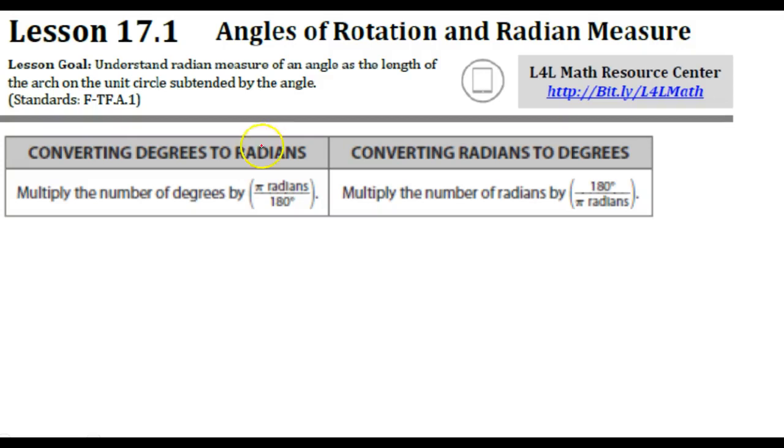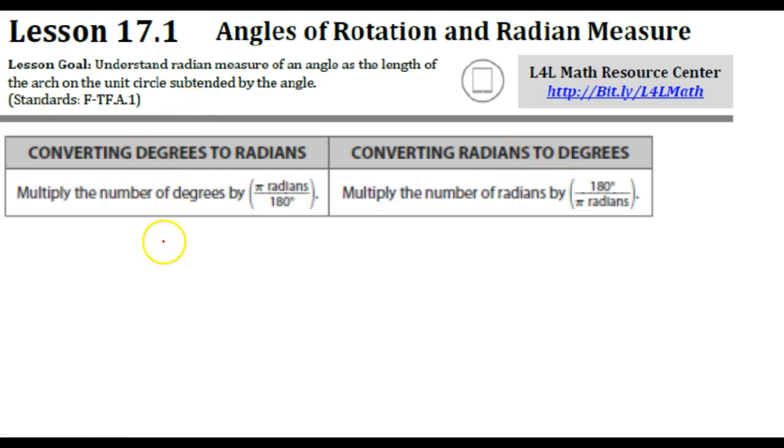And welcome back to 17.1, where we will be going over the Explain 1 for angles of rotation and radian measure. So in your textbook they give you a little guide on how to convert degrees to radians and how to convert radians to degrees.